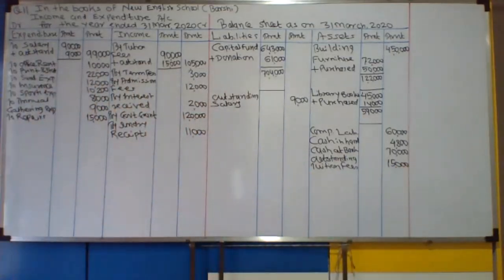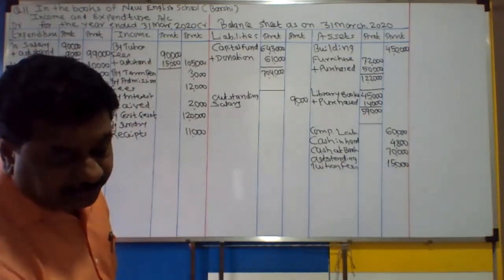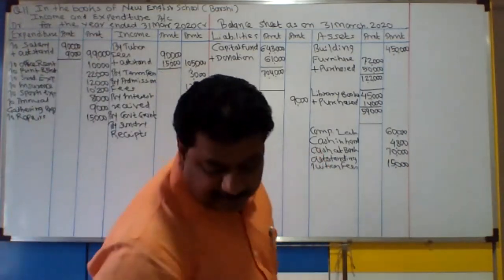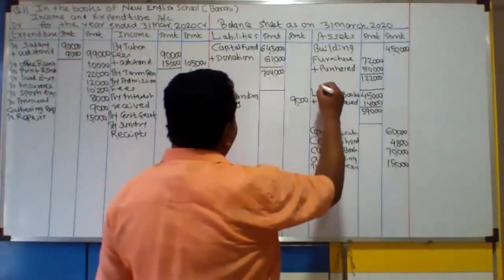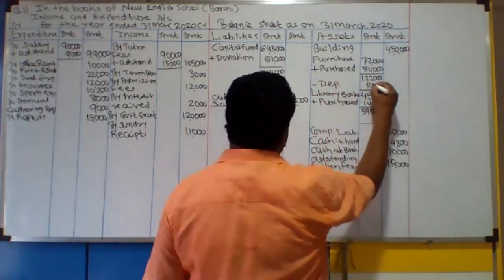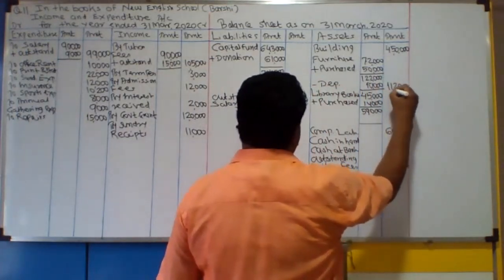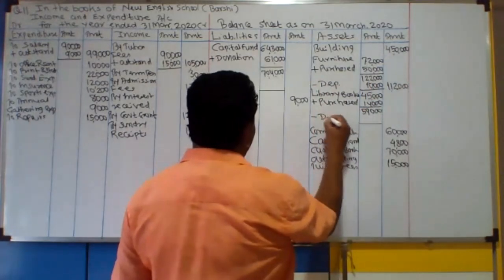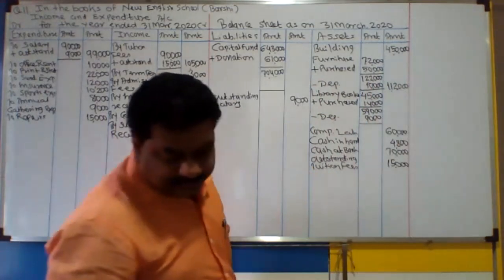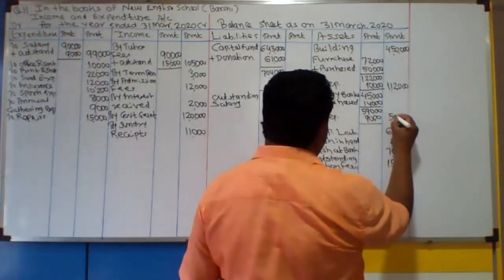Now the next. Depreciate library books by 9,000, furniture by 10,000. That is similar to your final account adjustment. Depreciation on furniture is 10,000. Outer column now it is 1,12,000. And on library books it is 9,000. Outer column it is 50,000.